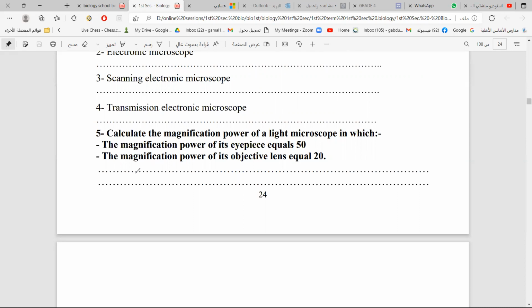So the magnification power will be the multiplication of 50 multiplied by 20. It will be 1,000 times. Very good. This is correct.